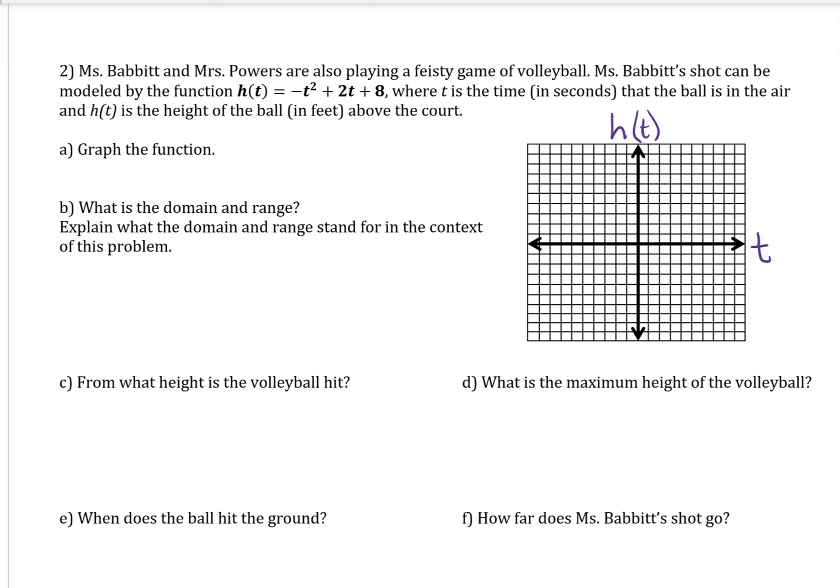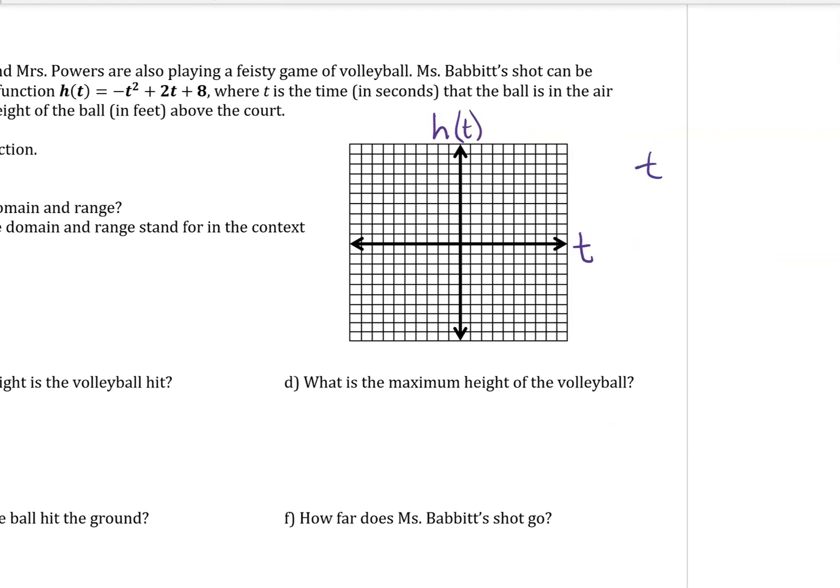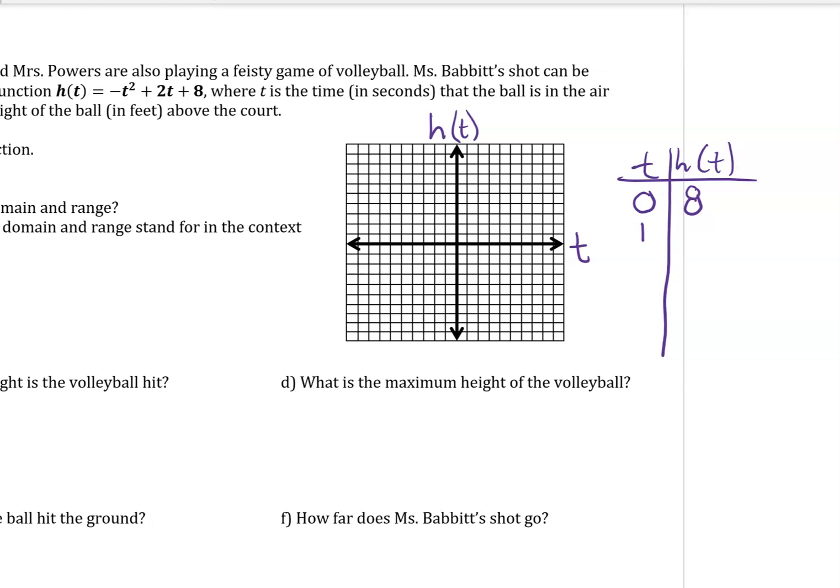We're going to graph the function. So we'll go ahead and write a t-table again. In this case, it is a t-table of t and h of t. So first we'll put in 0. At time 0, the instant she hits the ball, we have -t squared. 0 squared is 0, -0 is still 0. Plus 2 times t, which is 0, which is also 0. And then we add 8. So at 0, we have 8. Time 1. -t squared. -1 squared is -1. Plus 2 is 1. Plus 8 is 9.